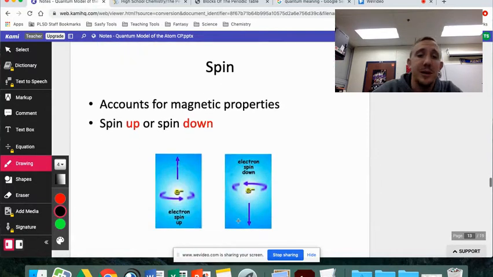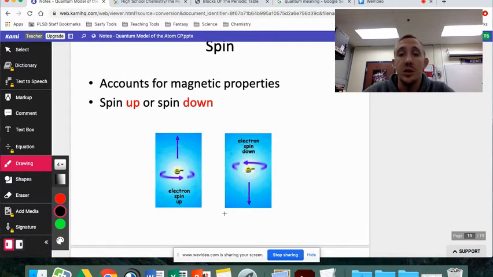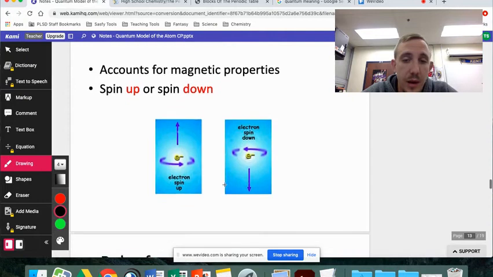So when we talk about spin, just once again, the spin is just showing magnetic properties of an electron. For every counterclockwise, we're going to have a clockwise spin. Just understand that's all the spin is telling me. It's accounting for magnetic properties. And if you want to draw this real quick, go ahead.